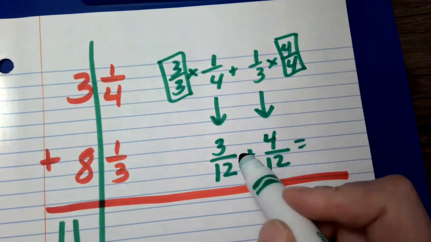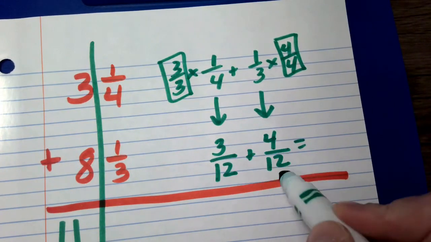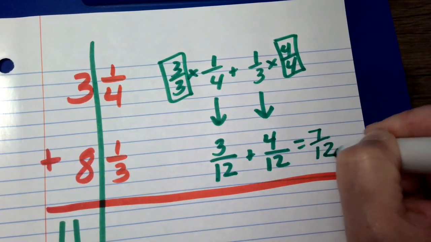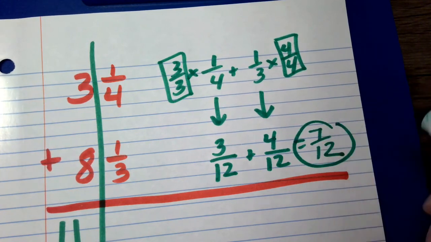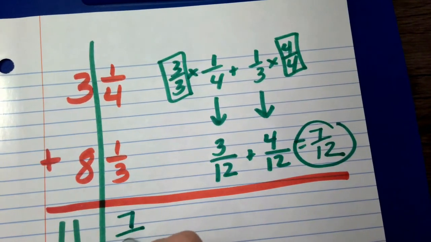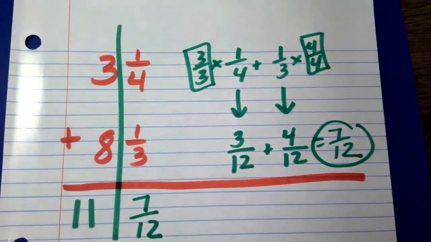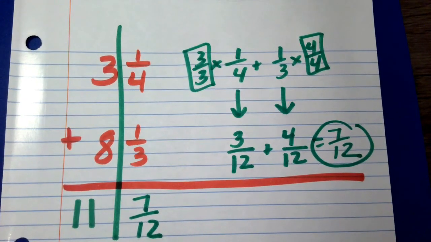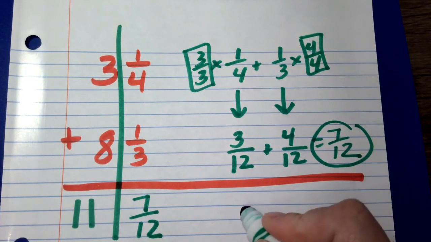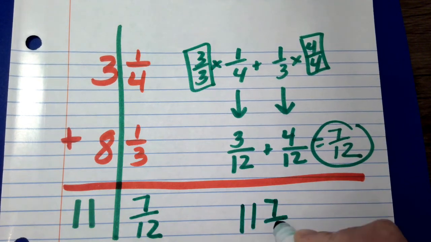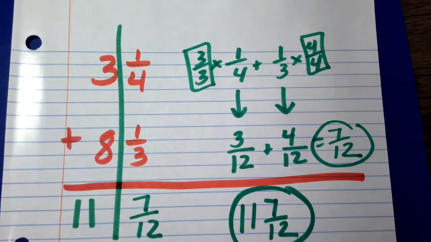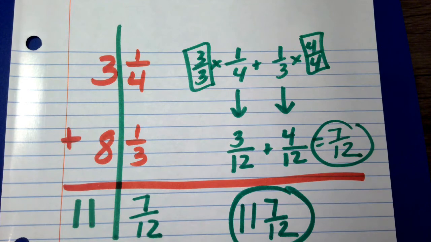And so when I add 3/12 plus 4/12, I get 7/12. And so I'm going to take this part of my answer and bring it down here, making my total answer 3 1/4 plus 8 1/3. My answer can be 11 7/12. All right, let's get ready for the rest of today's work.